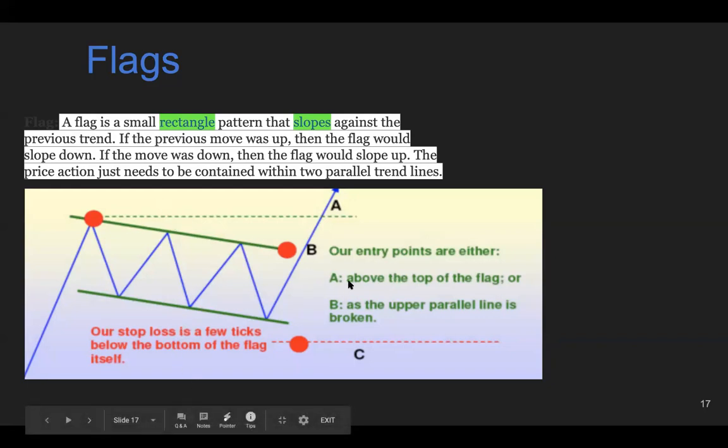Now you have a bull flag here. Your entry can be A or your entry can be B. Okay, where is your stop loss? For example, it can be C if you want, but there's another area where I prefer having the stop loss in this equation. Can anyone guess where my stop loss can be?